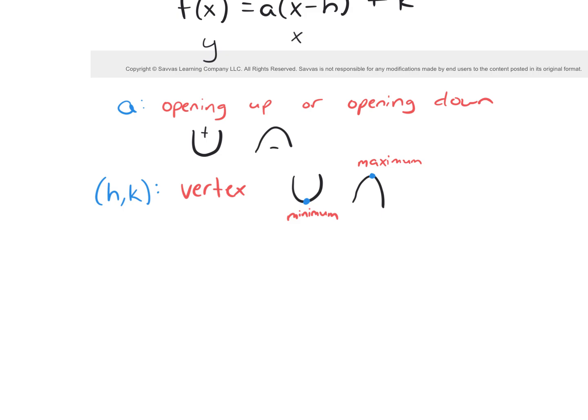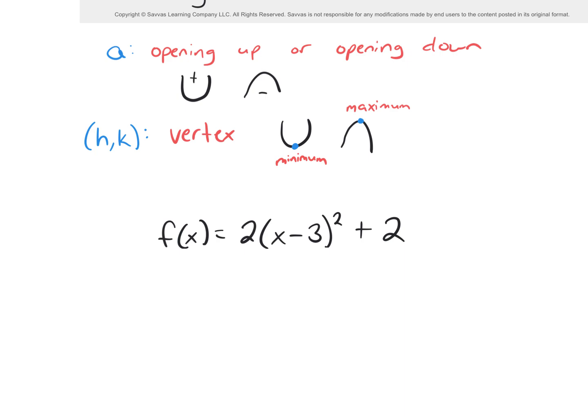I'm just going to throw a random example in here. If we talk about f of x equals 2 times x minus 3 squared plus 2. Now, again, this is just a random one. I would write it down so we can talk about some of these things. What is my A value? 2. A is 2. Is my parabola opening up or opening down? Is it upright or is it upside down? Up. It's up, yep, because that A is positive. Good. What is my vertex?